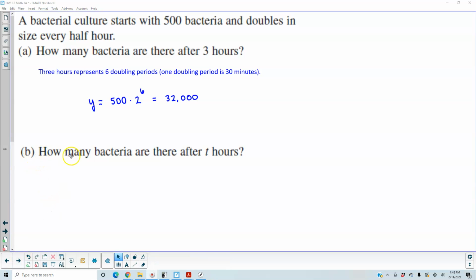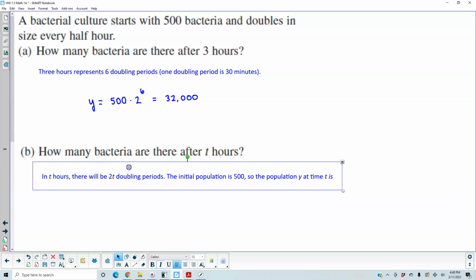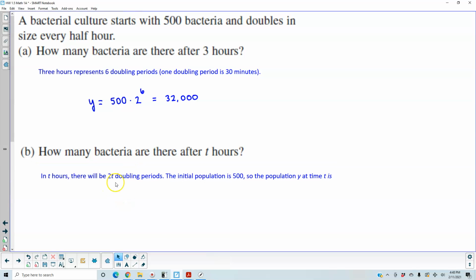Next question, part B, it says, how many bacteria are there after T hours? Well, in T hours, there will be 2T doubling periods. The initial population is 500, so the population Y at time T is the following. It would be Y, which is equal to the initial population, 500, times the base of 2, raised to the doubling period of 2T.